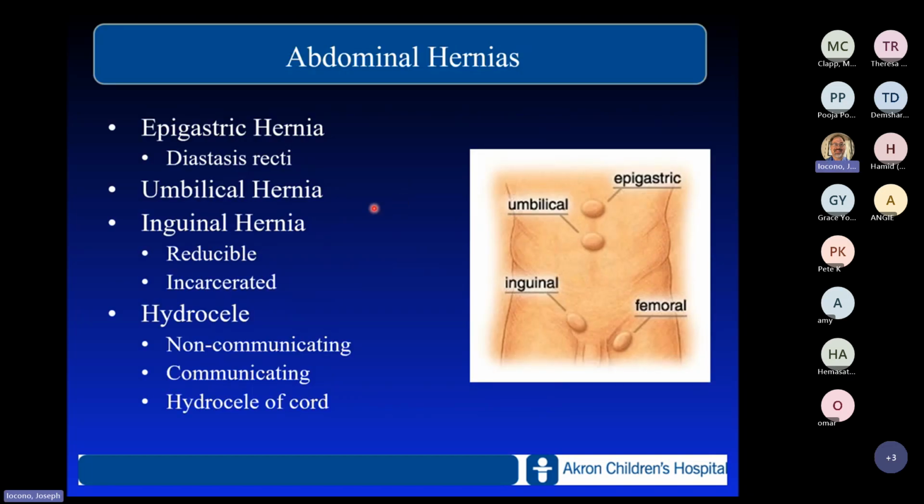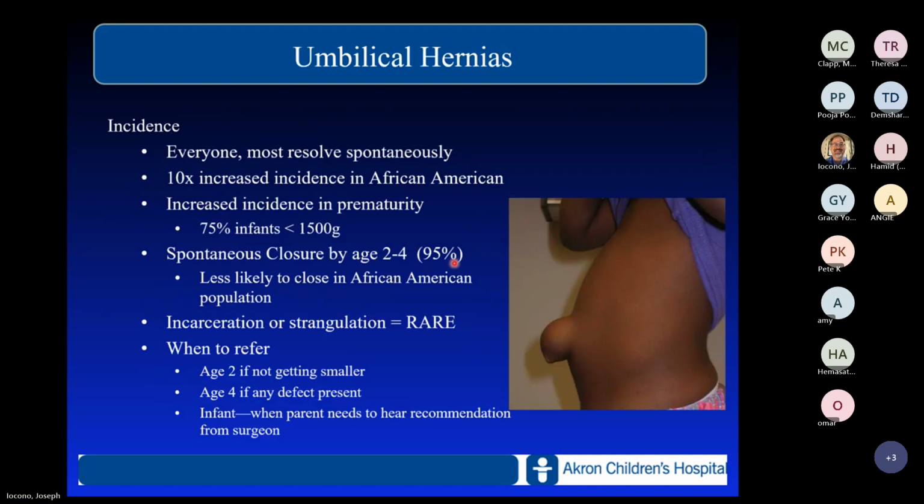Abdominal hernias we'll do quickly. You can have epigastric hernias, which are above the umbilicus and not a full thickness hernia. Diastasis recti is not a hernia. You have umbilical hernias, inguinal hernias, and hydrocele. Umbilical hernias, everybody's got one. African American kids have a higher rate of umbilical hernias and a lower rate of spontaneous closure. They usually close by age 2 to 4, less likely in African American kids.